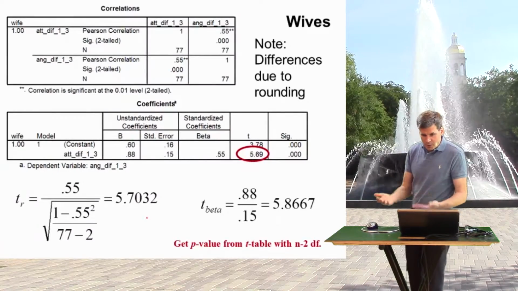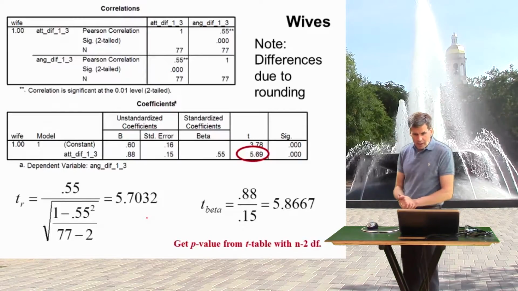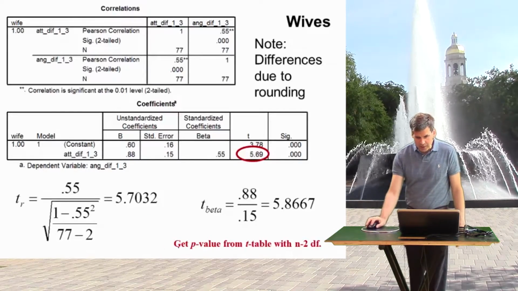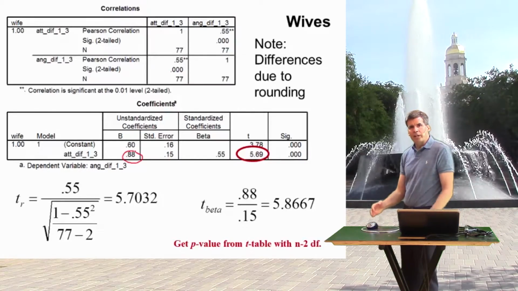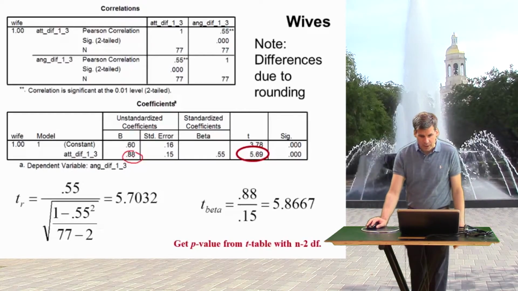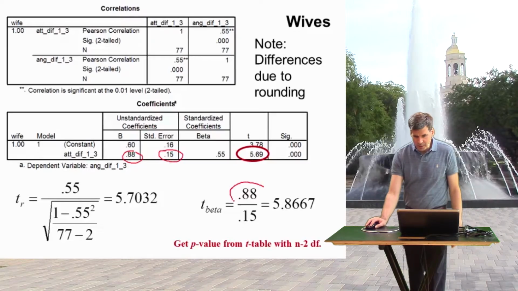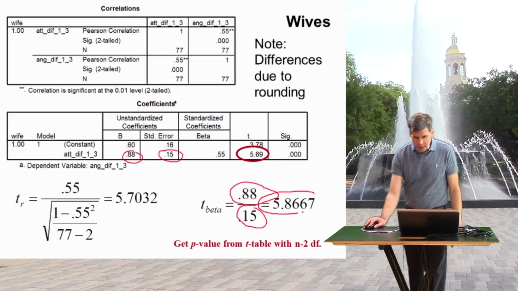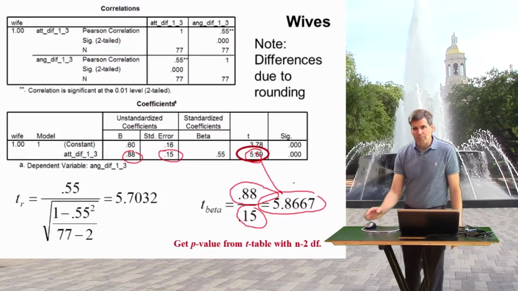Let's see. Then at this point, we could calculate a t-value. We could calculate the t-value for our beta weight. Right here, our beta is 0.88, and a t-value is always a statistic divided by its standard error. So we can take our statistic, our beta weight 0.88, divided by its standard error, which I have down in this formula, and I get 5.8667, which is just a little bit different from what's printed in this output here. And again, that's simply due to rounding.